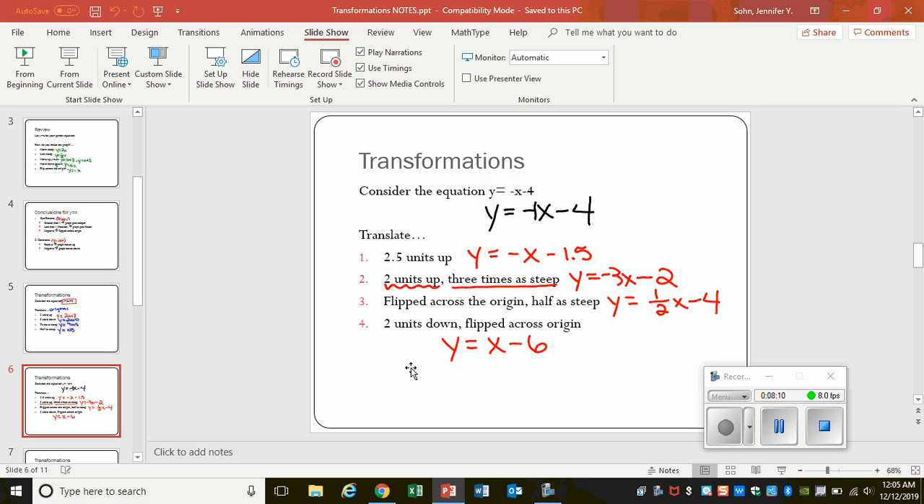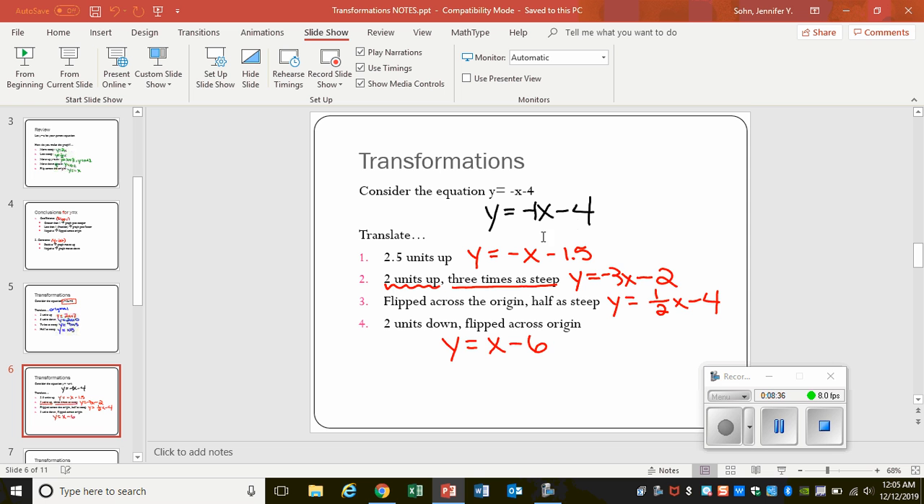So let's take a look at the second one. We're going to change each one. So the original equation is y equals negative x minus 4. So if we move 2.5 units up, that means the slope stays the same, which is negative 1. Just add 2.5 to negative 4. Then that's negative 1.5. Just change the y-intercept.